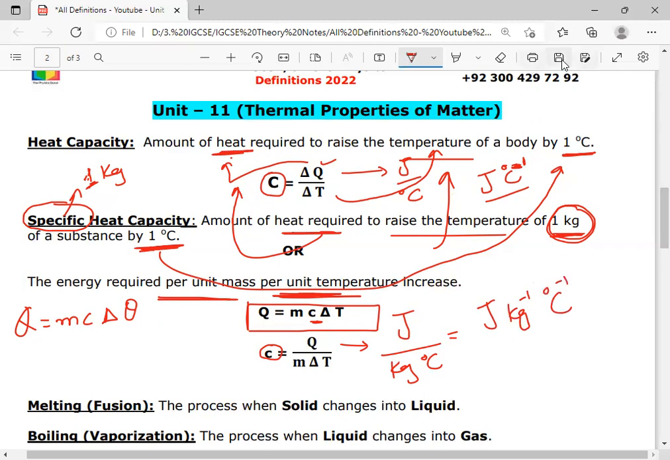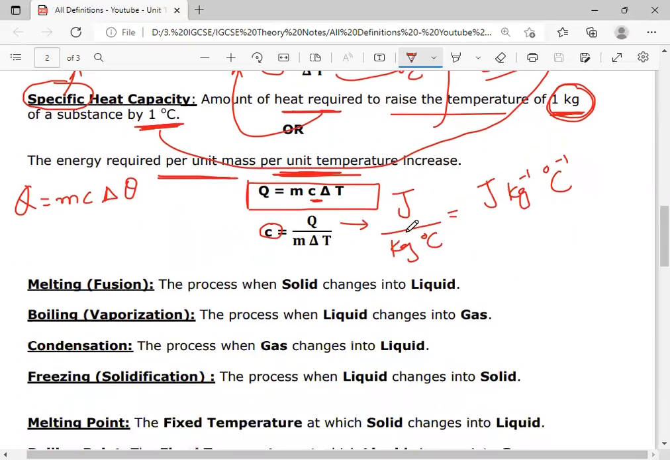The larger the specific heat capacity, the more time it will take to heat up the body and the more time for its cooling. And if the value of specific heat capacity is smaller, then it will take less time to heat up as well as less time to cool down.